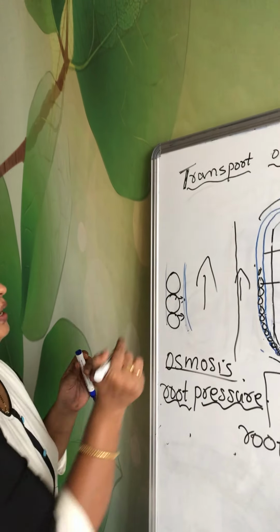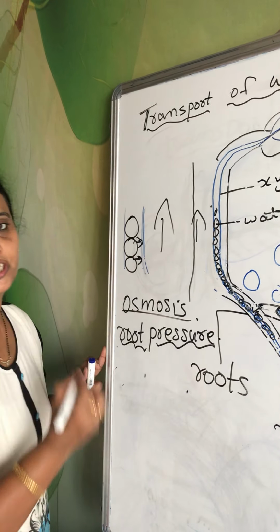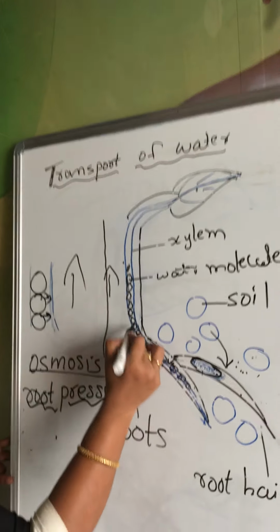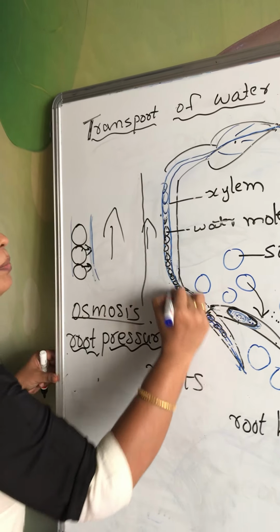A pressure on the walls of the xylem, and that pressure is called root pressure. It is called root pressure because the water entering the xylem creates a pressure in the root, and with that pressure the water molecules move from high pressure to low pressure, from bottom to top, again from that place to the next upward. Always it will move from high pressure to low pressure.